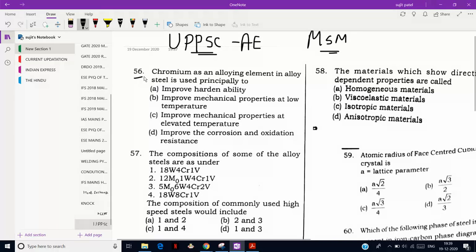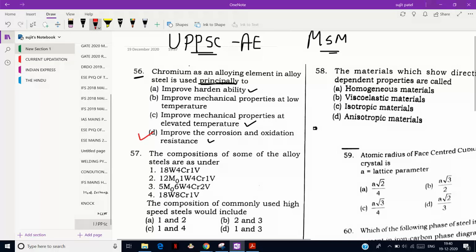So the first question: chromium is an alloying element in an alloy steel used principally. Here the main word is "principally." Why is it written? Because chromium is also added to improve hardenability, to improve the mechanical properties at elevated temperature, and to improve corrosion and oxidation resistance. So which do we require? The correct answer will be to improve corrosion and oxidation resistance.